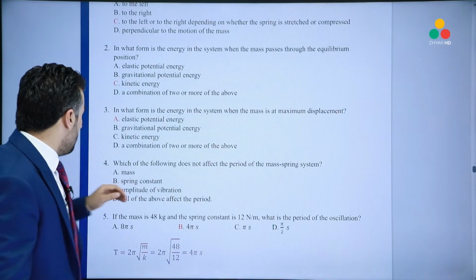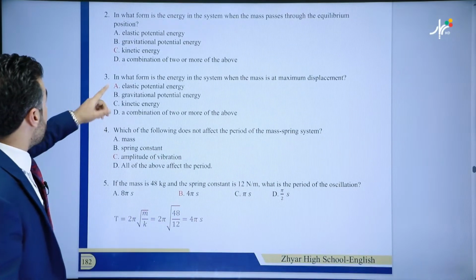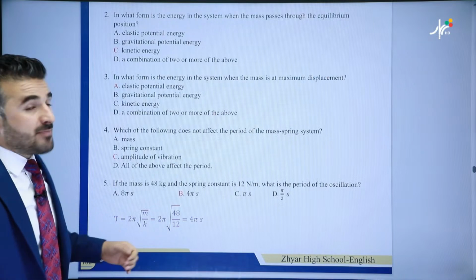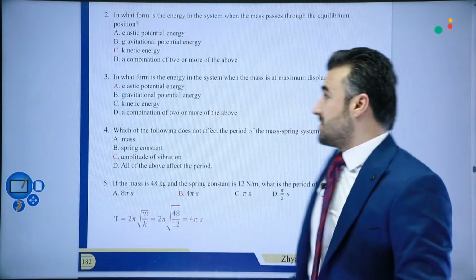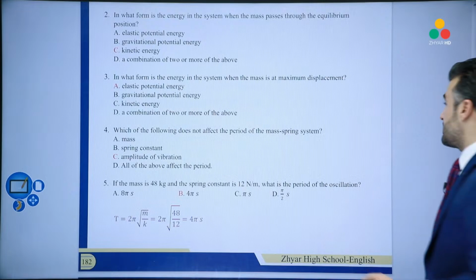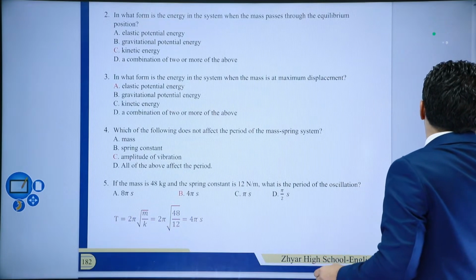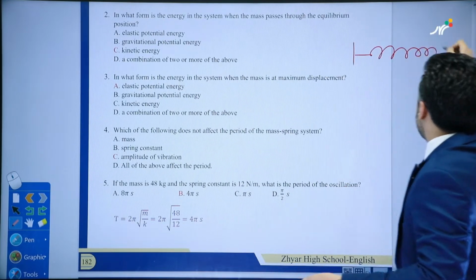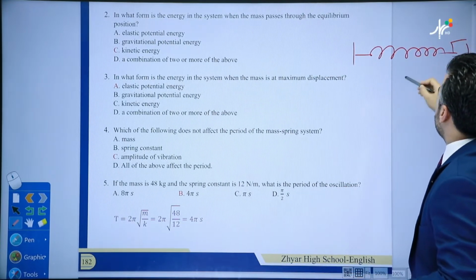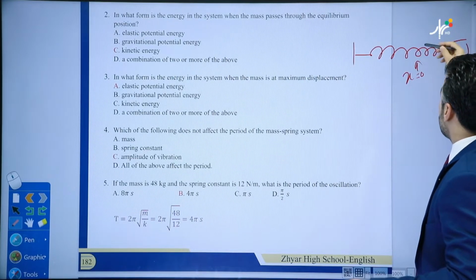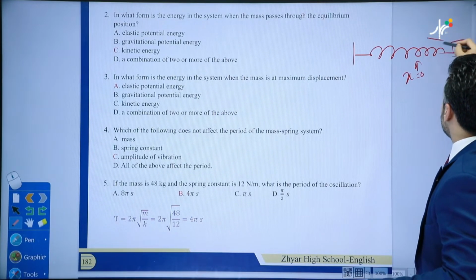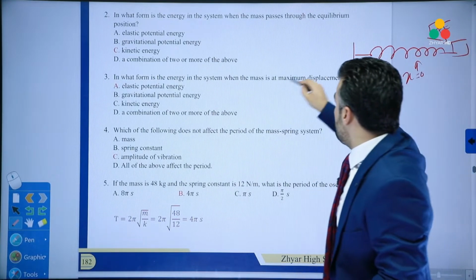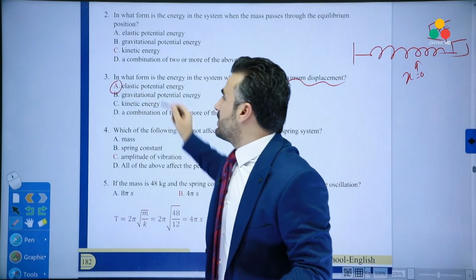Now, question 3 says, in what form is the energy in the system when the mass is at maximum displacement? Now this is obvious, yeah? When the mass is at maximum displacement, that means the spring is stretched in this case. And you do know that if the spring is stretched, then of course the energy is elastic potential energy. If this is x0 or equilibrium, then at this point the spring is stretched here, so the energy here is going to be elastic potential energy. So at maximum displacement, it is elastic potential energy.